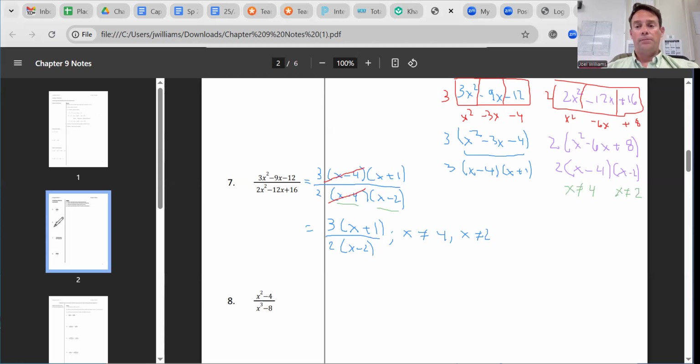All right, so our last one. Notice this one right here, it's perfect squares. X and x, 2 and 2. So that means on top we have the difference of 2 squares. On the bottom, we also have the difference of 2 cubes. That's 3 x's. So we're going to use our difference of square formulas and our difference of cube formulas to actually go ahead and factor these shortcut wise.